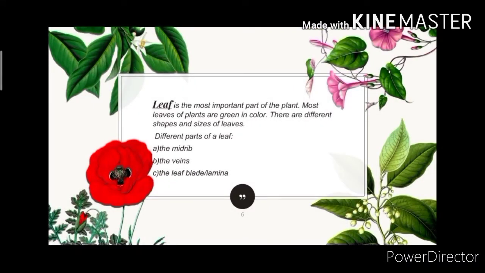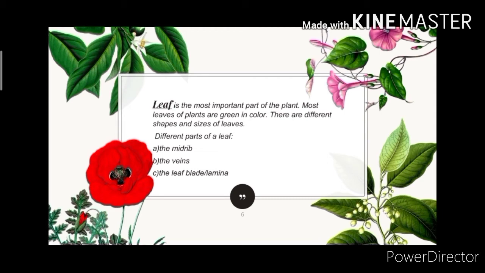Second foremost part is the leaf. Leaf is a very important part of the plant because it helps in the process of photosynthesis. Leaves generally vary in color, shape, and size. And there are different parts of the leaf. First is the midrib, second is the vein, and third is the leaf blade or leaf lamina.